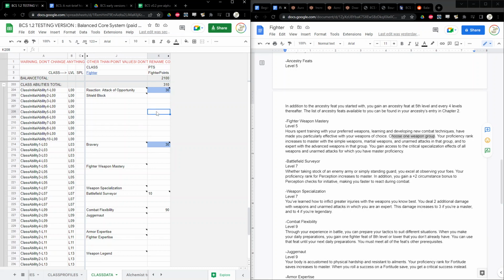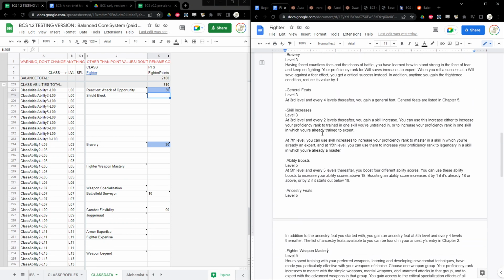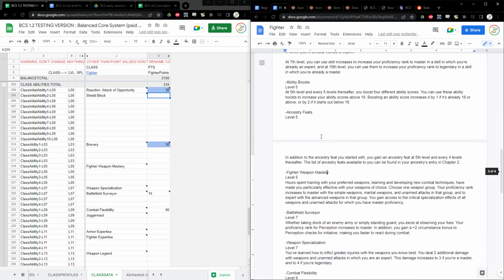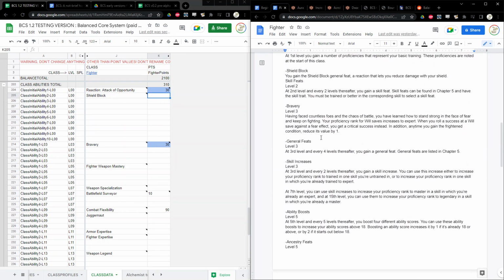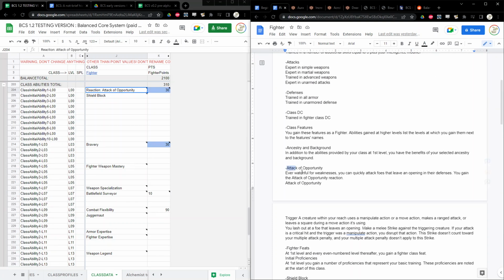The hard part of the BCS, and the hard part of custom class creation with the BCS and using the point values, is trying to figure out how much class features are worth. You've got your proficiencies and you've got your class features. The class features are oftentimes very unique, and sometimes it's difficult to figure out what they're supposed to cost in points. So we'll start at the top here with attack of opportunity, which the fighter gets at level 1.